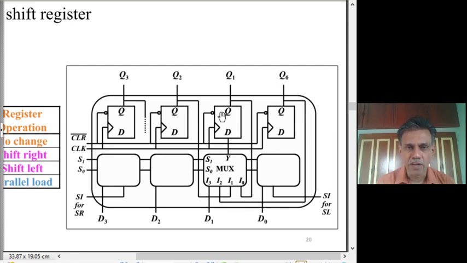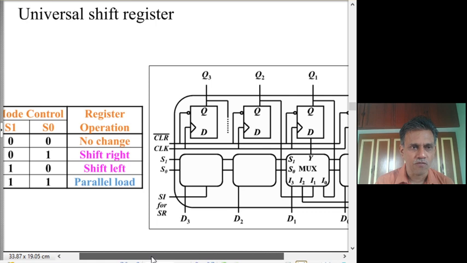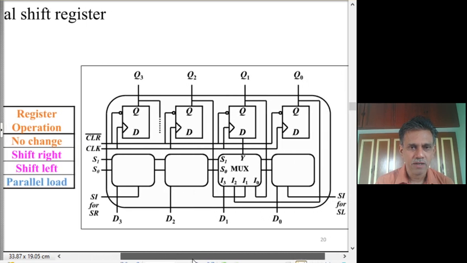We have shown it only for this particular flip flop. So we can illustrate it using this one. For a 0-0 condition, you will see that when S0, S1 is 0, 0, it is the I0 that is selected and connected to the output of the mux, which goes to the D. Under this condition, we don't want any change.